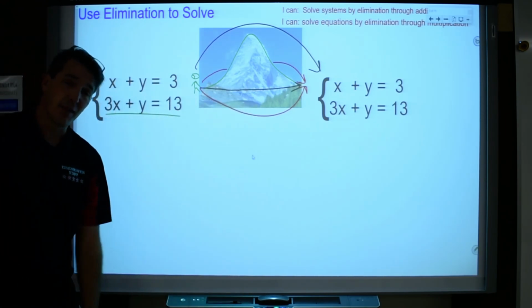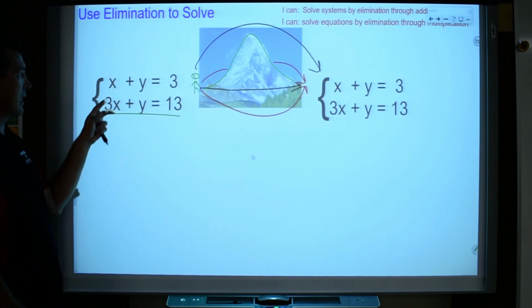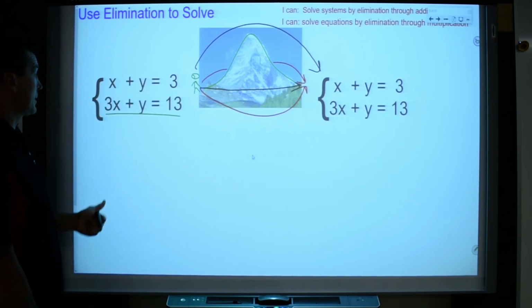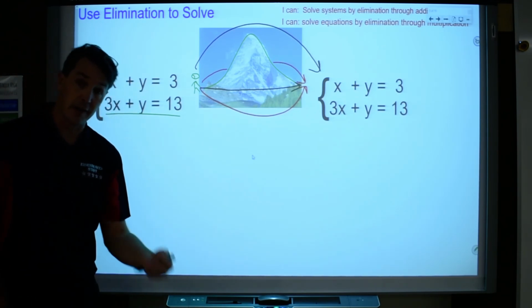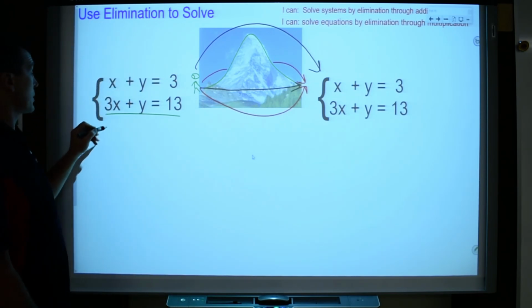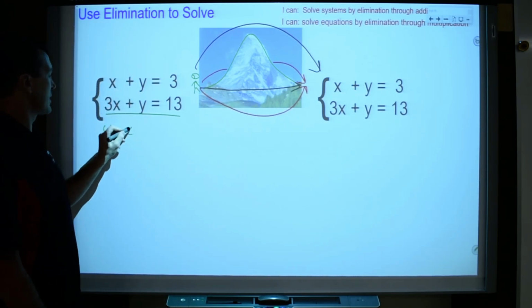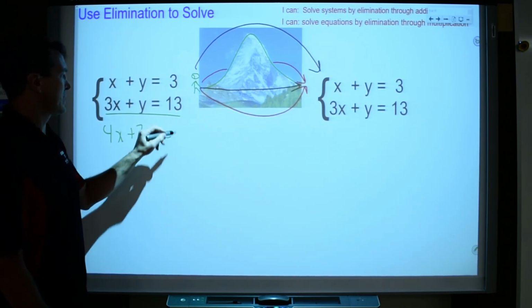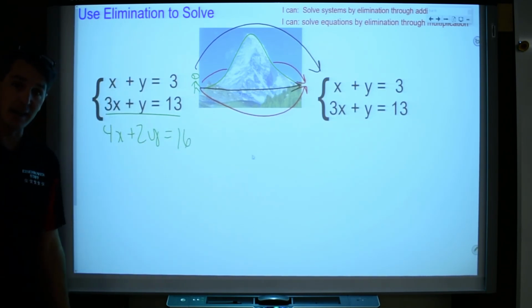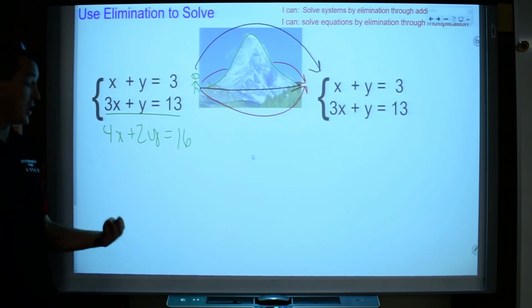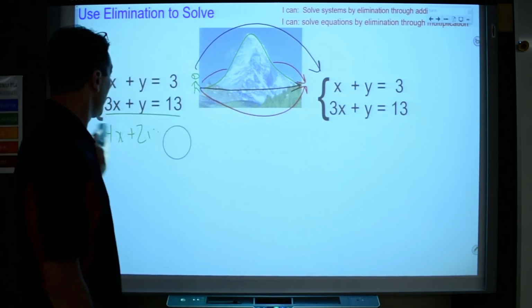Again, graphing doesn't seem very reasonable. Substitution, I guess I could do that, but it would take some work. Or I could try elimination. The first form of elimination is addition. x plus 3x is 4x, y plus y is 2y, and 3 plus 13 is 16. Did I eliminate anything? And the answer is no. So addition is obviously not the way to solve this.